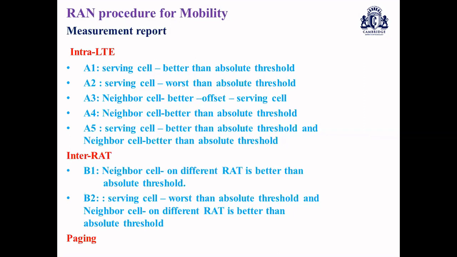So what happens in LTE? In LTE, the radio link quality is indicated by reference signal received power, that's your RSRP, and by reference signal code power, RSCP, for UMTS. So all the radio link quality is indicated by two means: your RSRP as well as RSCP. RSRP, that's reference signal received power, and RSCP, reference signal code power, for your UMTS cell.